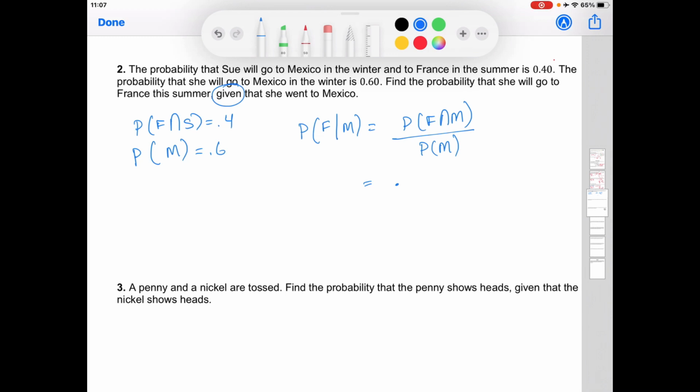I don't know why I wrote S. This was M, sorry about that. I think I confused myself with summer. It is 0.4 over 0.6, which is 2/3, which is the same thing as 0.667 or 66.7%. It didn't tell me to round to any number, so any of these answers will be acceptable.